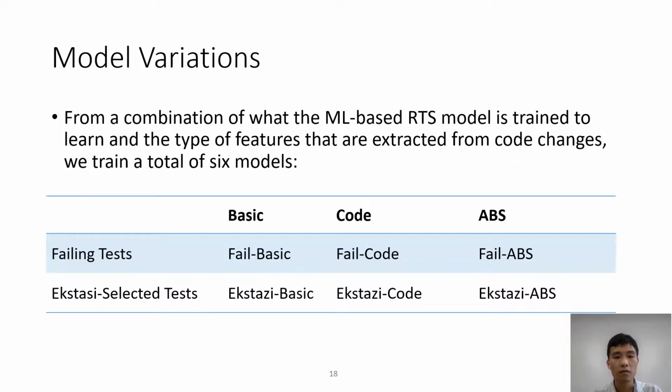Remind that we train two types of models, one that learns based on tests that fail when run on mutants, another that learns based on tests that get selected by analysis-based RTS technique. From a combination of what the ML-based RTS model is trained to learn and the type of features that are extracted from code changes, we train a total of 6 models shown in this table. Models with names starting with fail are trained to select failing tests. Models with the name starting with ecstasy are trained to select affected tests as ecstasy.